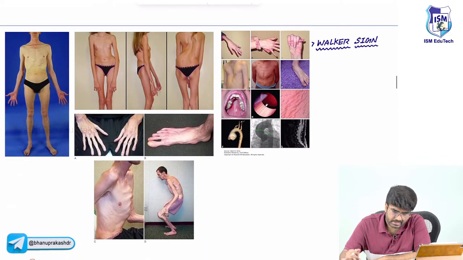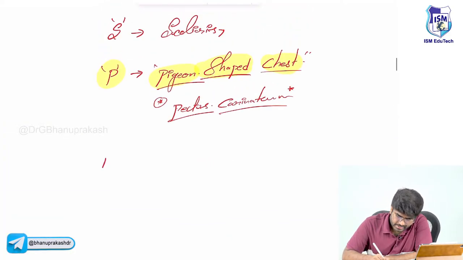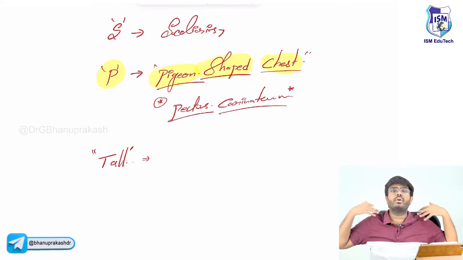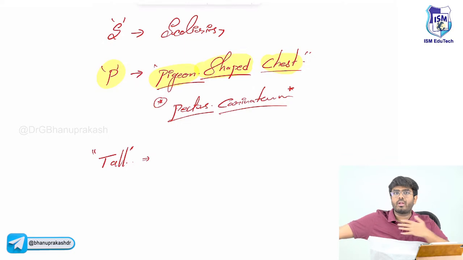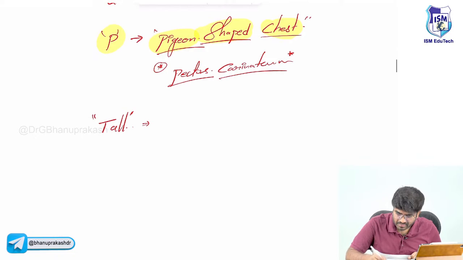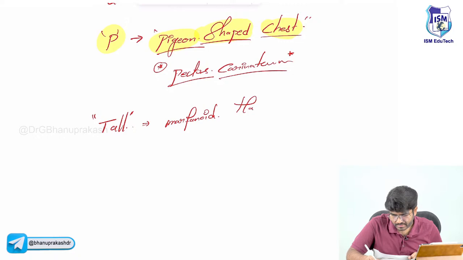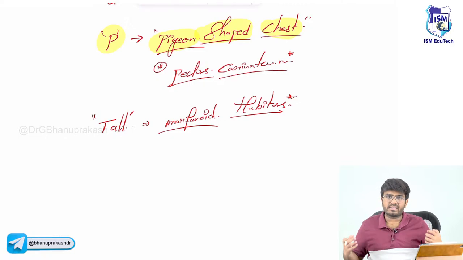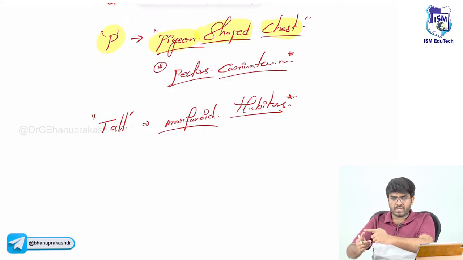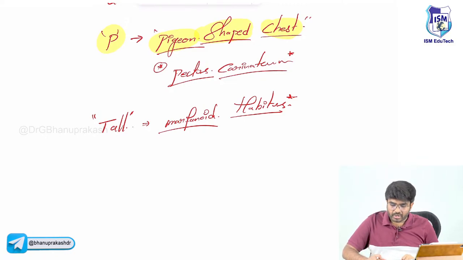Now look here. One more clinical feature I want to add. These patients are going to look very tall, especially their limbs. The length of the limbs is going to be very great. So this is called marfanoid habitus. These patients are going to be very thin and slender, with long extremities. Arm length is going to be very long. So this is called a marfanoid habitus.